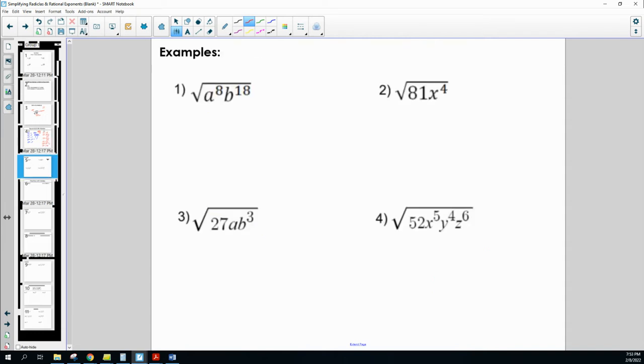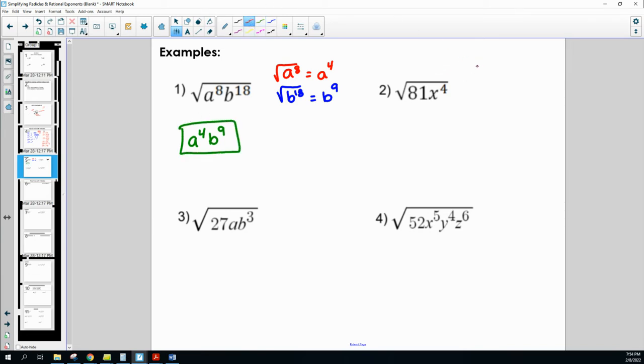So if we look at a couple of examples, I'm going to break each of these down separately so that we can see how you kind of smush it together. So first we have a square root of a to the 8th. Now 8 is even, so we can divide 8 by 2, so we get a to the 4th. Then we have the square root of b to the 18th. 18 is even, so 18 divided by 2 is b to the 9th. These are both outside the radical, so we're just going to put them together, a to the 4th, b to the 9th. And that's going to be our simplified answer.